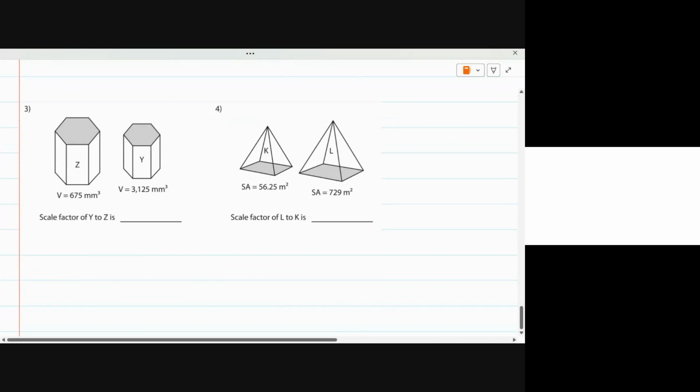Here are 2 examples for you guys to try on your own. Okay. Be very careful in terms of what you are doing with what. Make sure that you are either squaring or cubing accordingly.